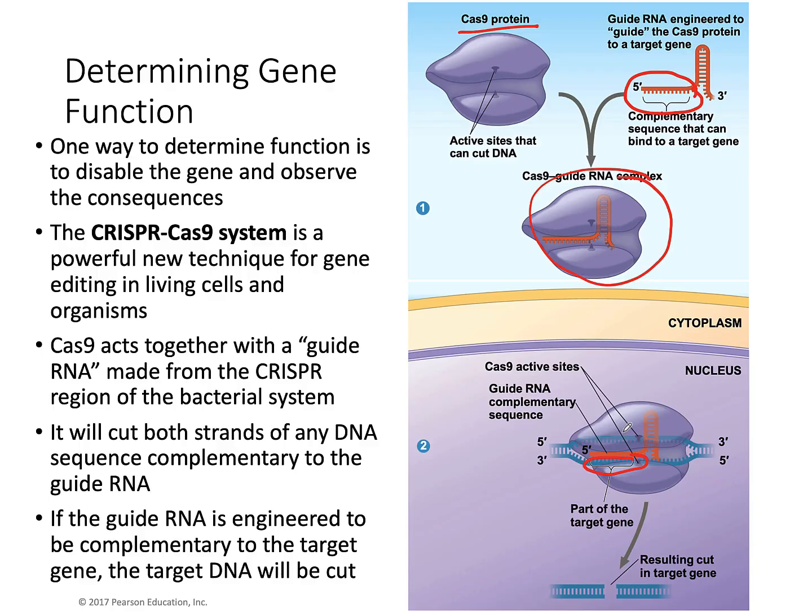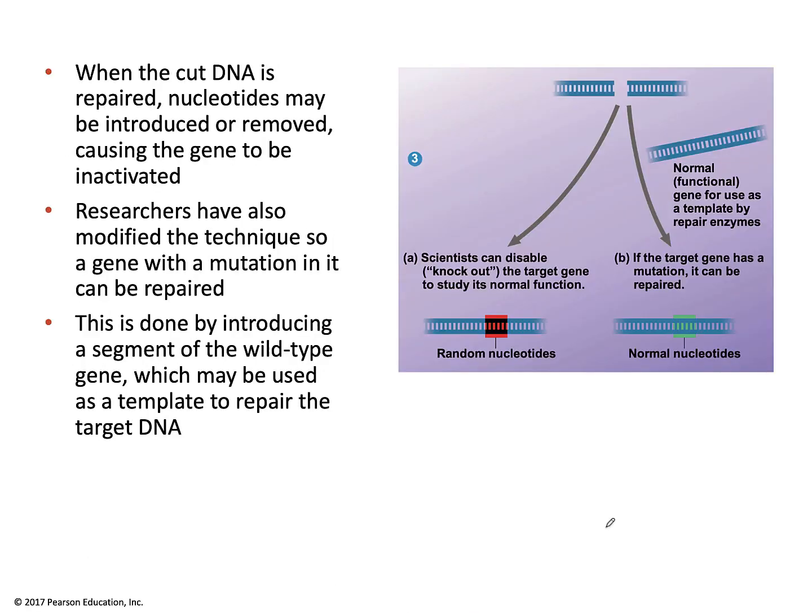This CRISPR-Cas9 acts like a pair of molecular scissors. So right here you can see the Cas9 active sites. And what that's going to do is it's going to cut right through both of these double-stranded DNAs. And that's going to result in the target gene being completely cut. So after we cut the gene, we can actually edit it.